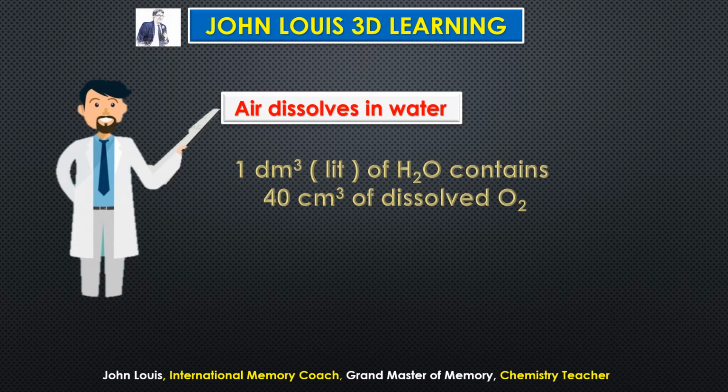The first thing we need to understand is how much oxygen, or air, can dissolve in water. If you take 1 liter of water, it will contain 40 ml of oxygen gas. In modern standard units, instead of liter we can say decimeter cube. In 1 decimeter cube of water, you can find 40 centimeter cube of dissolved oxygen. So if you take 1000 ml of water, how much will be dissolved oxygen? 40 ml will be dissolved oxygen.